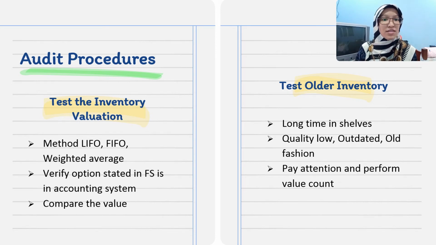Last point is test old inventory. Inventory that has been sitting a long time on the shelves may have lost some value. Quality products have spoiled, parts become outdated, and consumer goods can go out of fashion. Auditors should pay special attention to older inventory and perform valuation calculations.